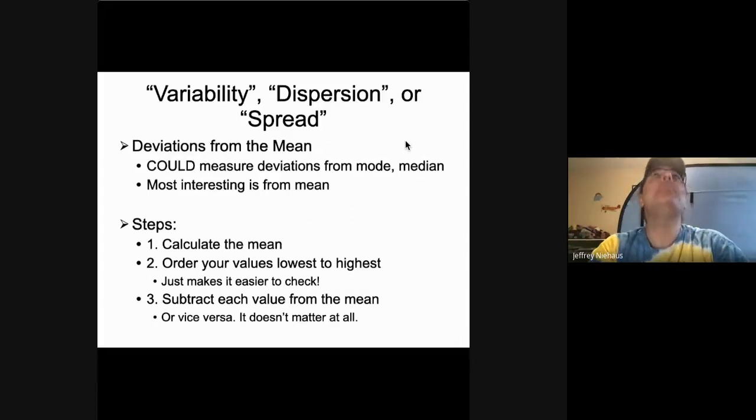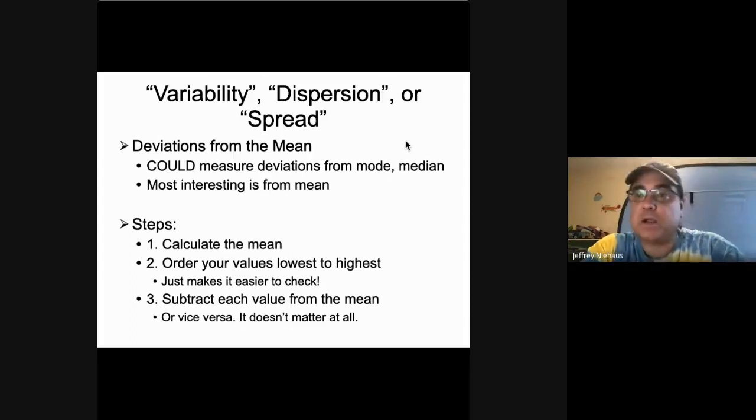But there's no mathematical or philosophical reason that you couldn't have used the median, or the mode, or 0, or the bottom of the range, or the top of the range, or anything like that. It just so happens that when you use the mean, you end up with a process that gives you a really useful number. That number, and I'll give it away right now, is the standard deviation.